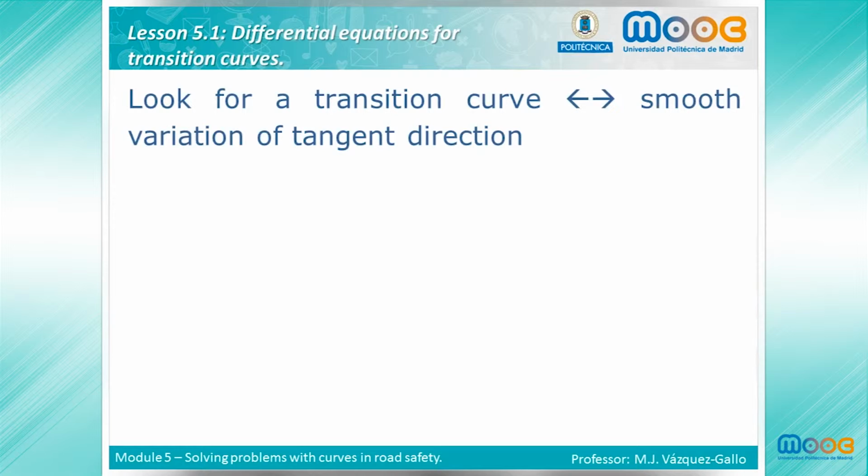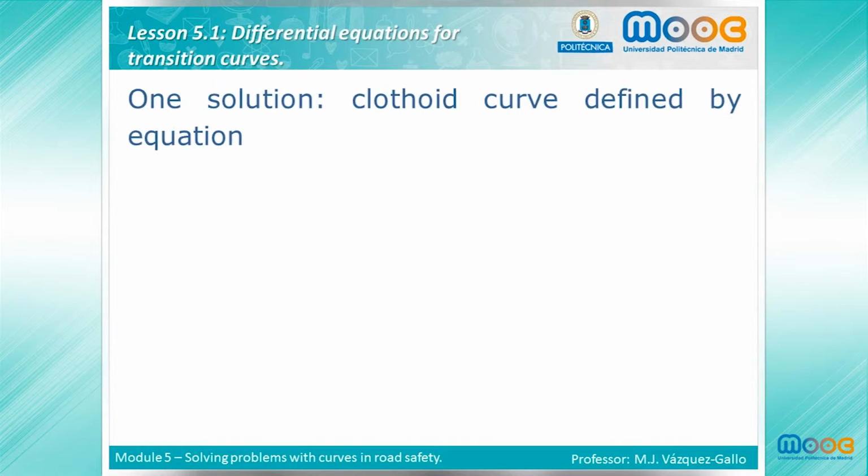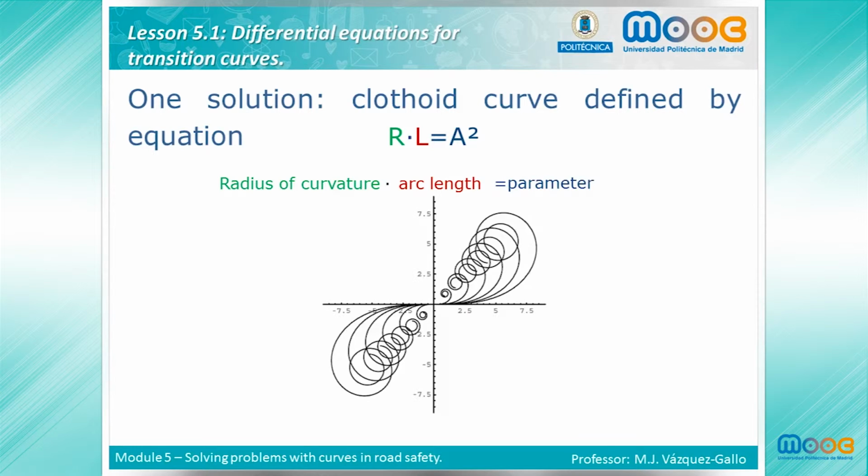We then look for transition curves whose curvature varies smoothly from zero, the curvature of a straight line, to some positive and constant value, the inverse of the radius for a circular section. This will produce a smooth variation of centrifugal acceleration that will make drivers feel comfortable. The clothoid curve can be a good solution to our problem because at each point of a clothoid, the radius of curvature is inversely proportional to arc length, and the product of both quantities is constant. Denoting this constant by a squared, one gets a family of clothoids of parameter a.